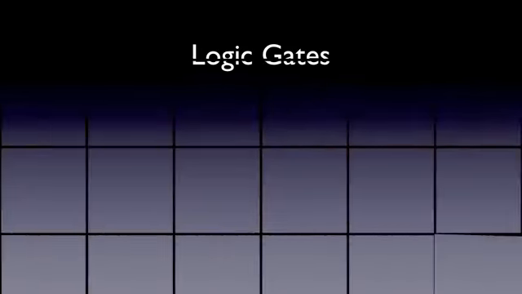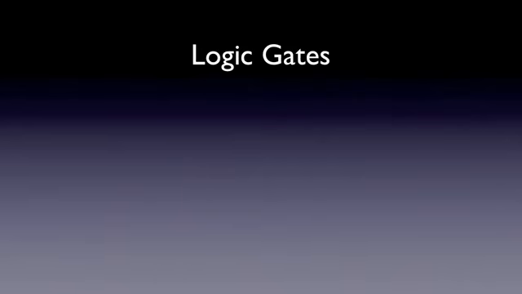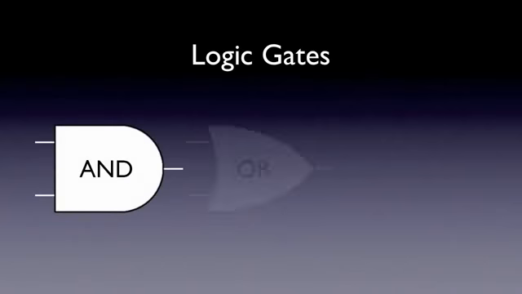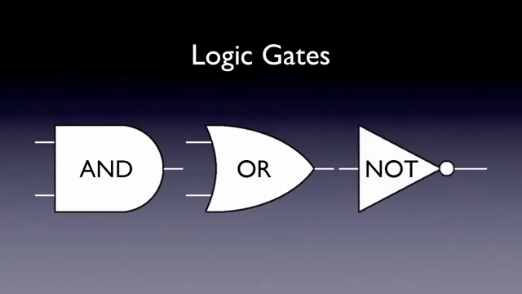Transistors are connected in specific ways to create special circuits called logic gates. Logic gates can be combined to perform calculations, make decisions, and remember information. There are three basic gates: AND, OR, and NOT. We will focus on how these gates allow a computer to think or to compute.